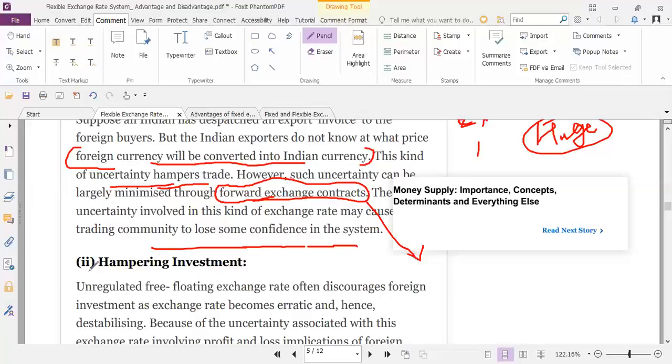The second one is hampering investment. Yes, any doubts you have? Any doubts?